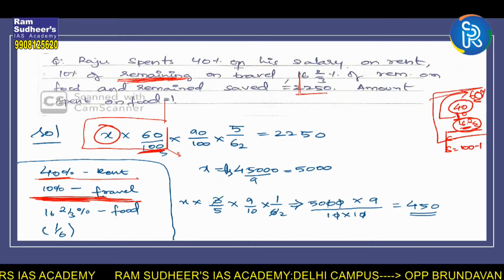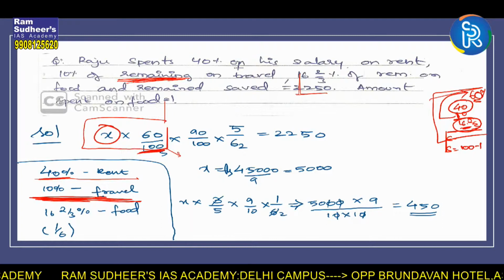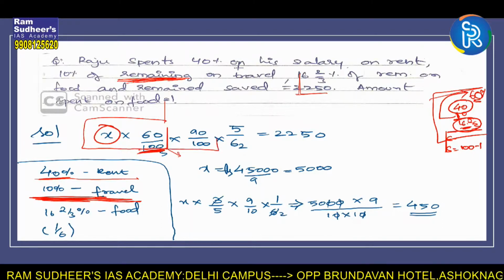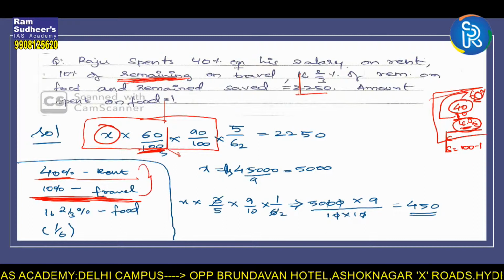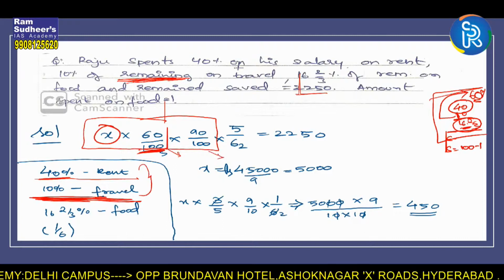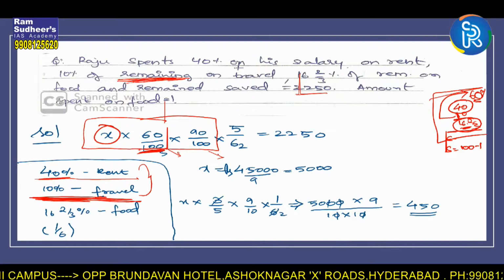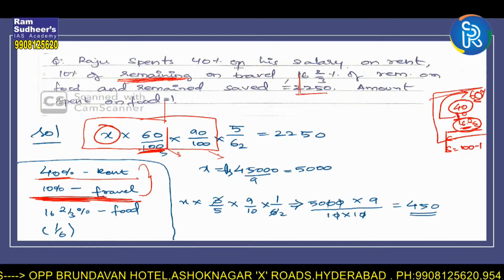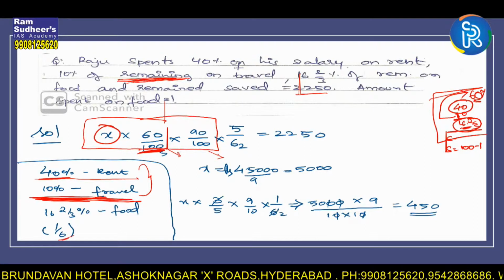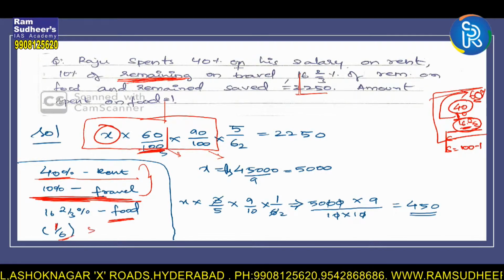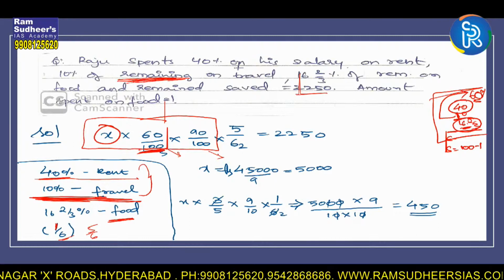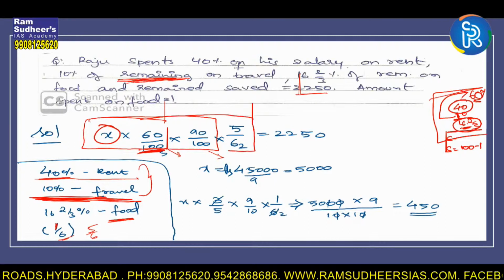10% is spent on travel, 90 by 100 is remaining, 90% is still remaining with him after spending 40% on rent and 10% on travel. And next, 16 2 by 3%, which is 1 by 6 from our first slide, has been spent on food, and therefore I have written 1 by 6 is spent on food, and the remaining would be 5 by 6. So I have directly written 5 by 6 over here.